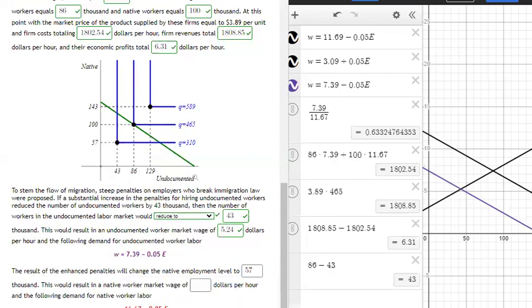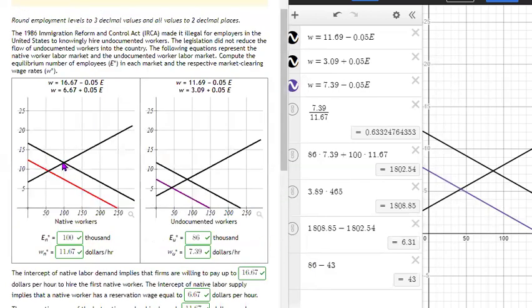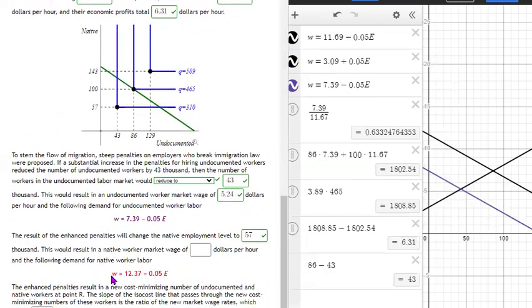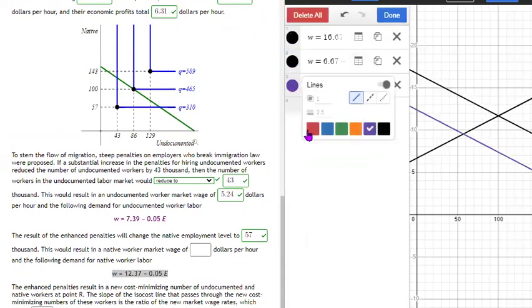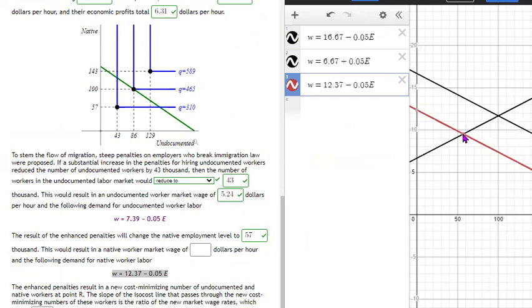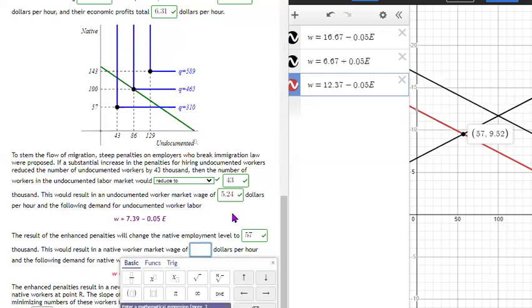This results in a native worker market wage of what? See, the native worker market demand for their labor decreases to this red line, and the red equation is right here. So we're going to put that equation over here and change that to red. So the new labor demand produces a market wage of 9.52 and 57,000 native-born workers hired. So the new market wage is 9.52.